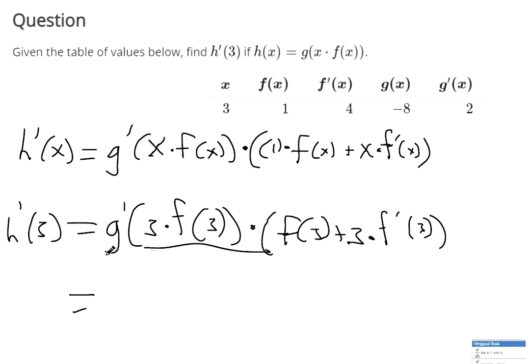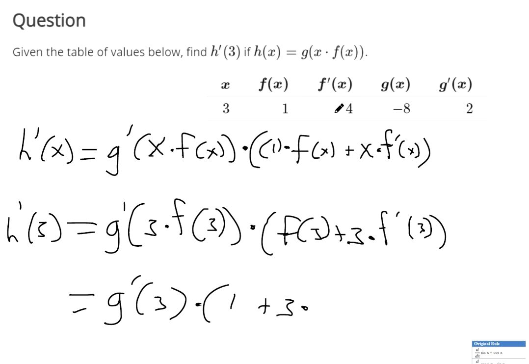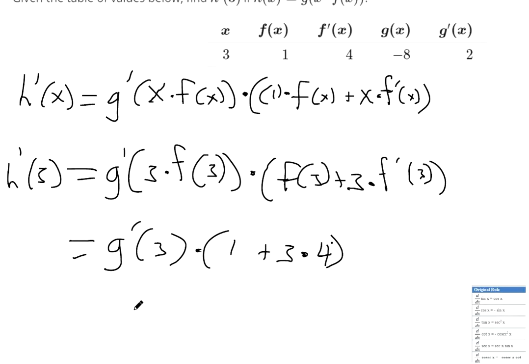So we've got to figure out what this is before we can say what this g prime term is. So f of 3 means you plug 3 in for x, so we get out 1. 3 times 1 makes 3. Then over here, f of 3, we already found that, it's 1. And then f prime of 3, that means we plug 3 in for f prime, so that gives us 4. And then g prime of 3, they have it from the table. That value is 2. And then 4 times 3 is 12. 12 plus 1 makes 13. So we get 26.